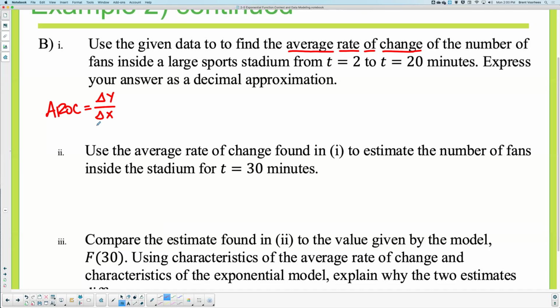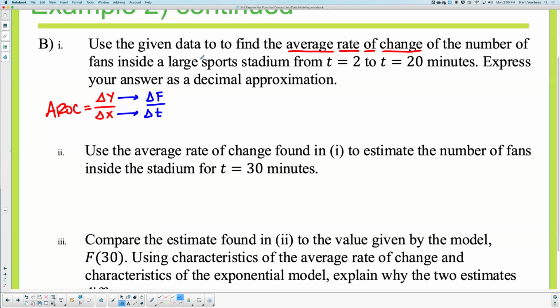Our problem does not use the variables Y and X in this problem. We're not using Y and X. Do you remember when we did list and spreadsheets, what represented the Y column? F. So I'm going to say delta F over, what did we use for our X column? T. So it's going to be the change in fans divided by the change of time.